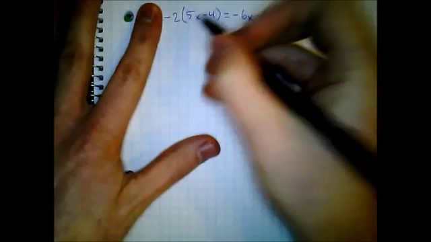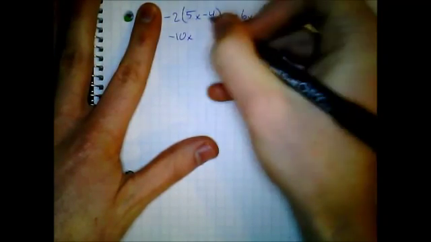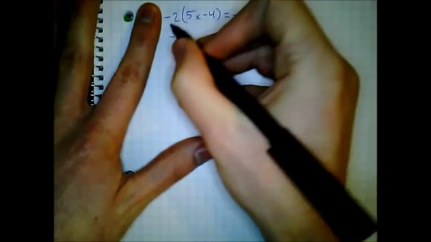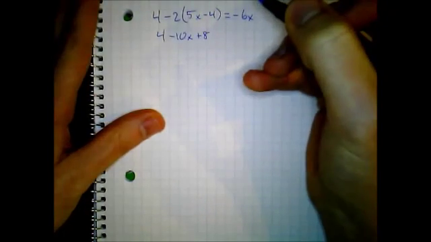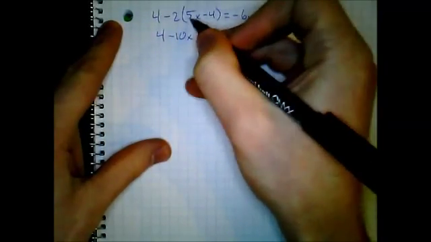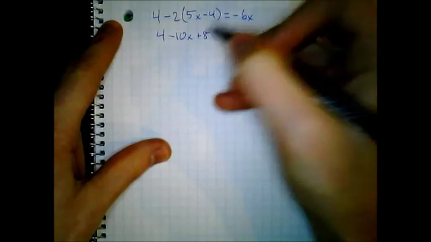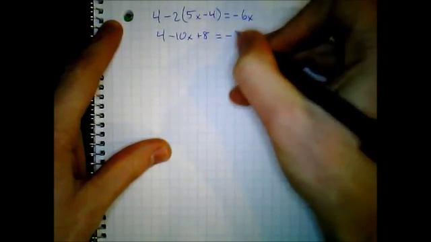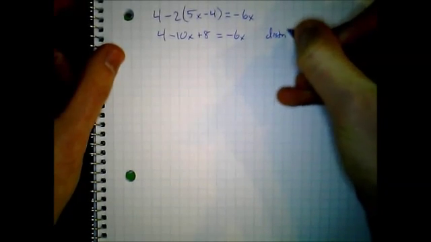So negative 2 times 5x is negative 10x. Negative 2 times negative 4. We have to be careful. We're doing negative 2 times negative 4, which is positive 8. Now we still have this 4 that was out in front. So we have 4 minus 10x plus 8, because we distribute negative 2 times 5x was negative 10x, and negative 2 times negative 4 is positive 8. And this still equals negative 6x. Our first step again was to do our distribution.